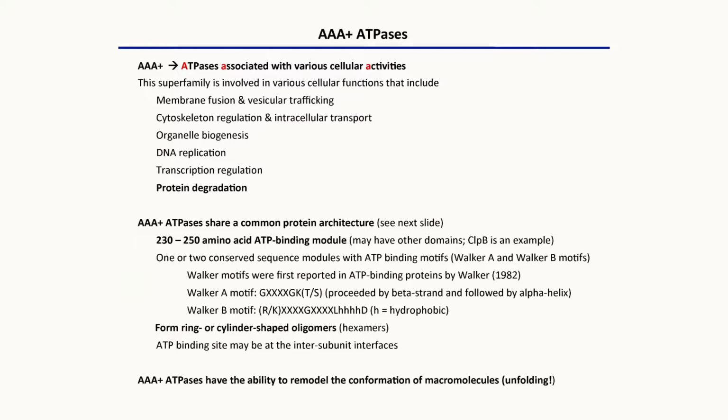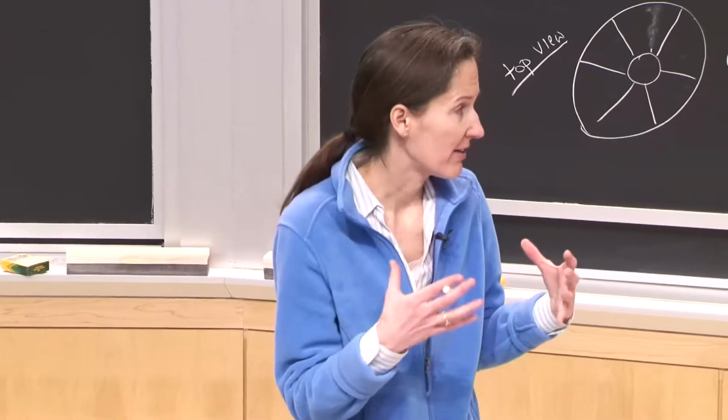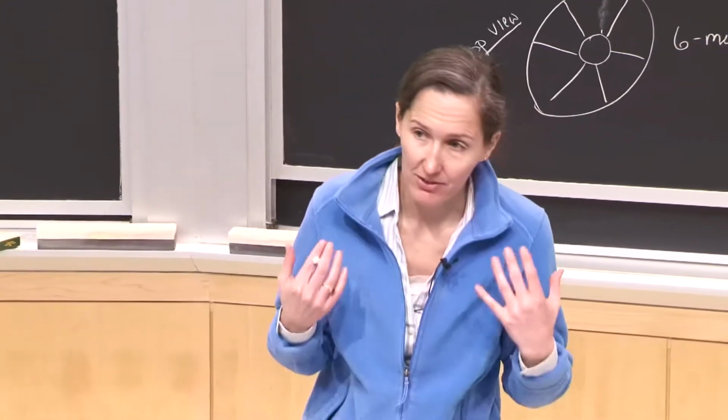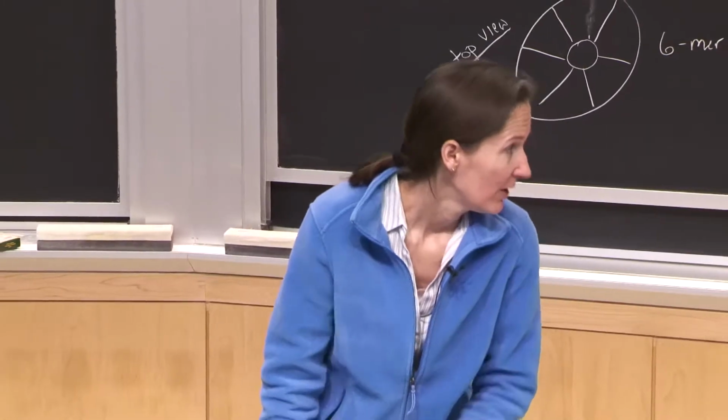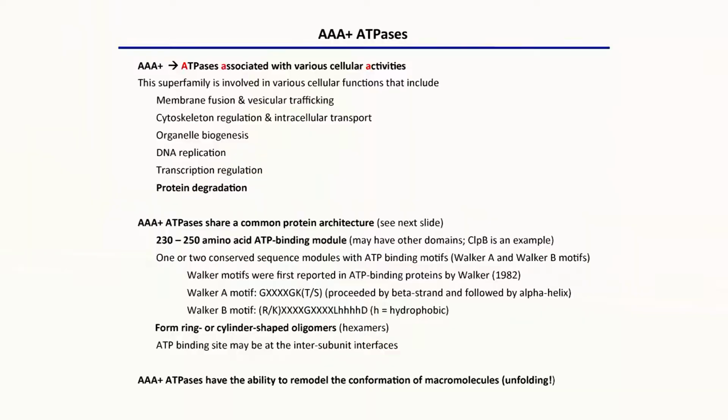I'll just point out that there's an ATP binding module, and some details are given here in terms of the motifs. And then really what we'll focus on in terms of aspects of this course is that they form oligomers that are ring or cylinder shaped, and they're all hexamers here. Of importance to ClpXP, these ATPases have the ability to remodel conformation of macromolecules. And so here we're focused on unfolding.